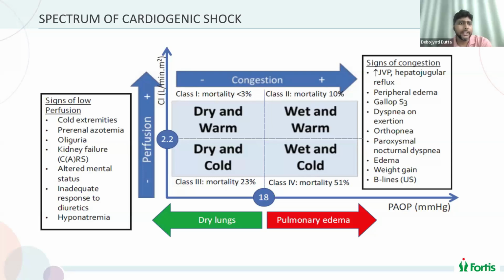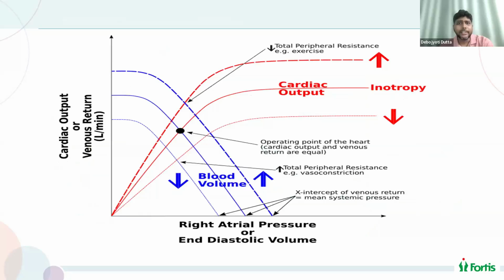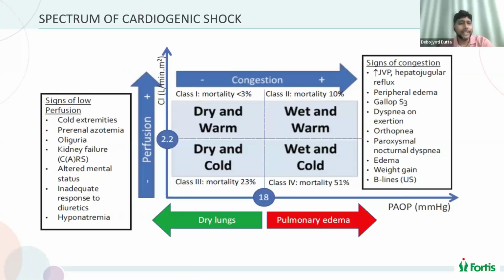In this sort of patient, there may be a chance of giving some fluid if they are hemodynamically unstable at that point of time. But in the patient with wet and warm or wet and cold, they are more prone to develop pulmonary edema or congestion. So fluid therapy may not be beneficial. Rather, we may need to take out the fluid. So for this reason, we need to assess the fluid status of the patient and the fluid responsiveness of that patient.